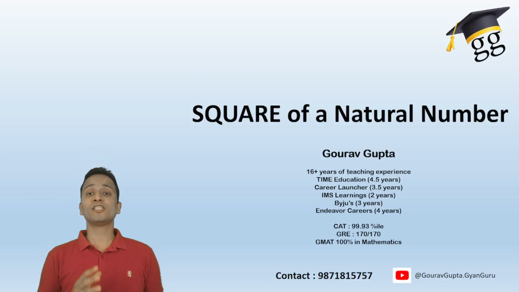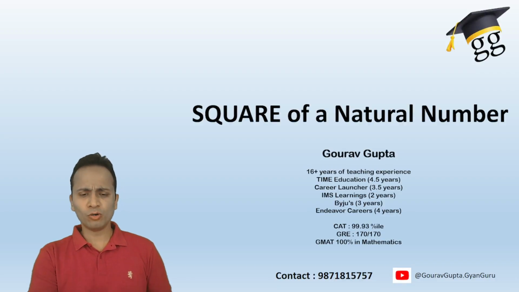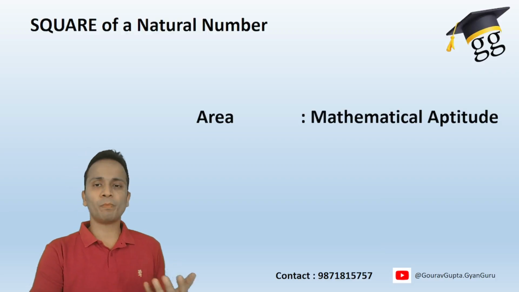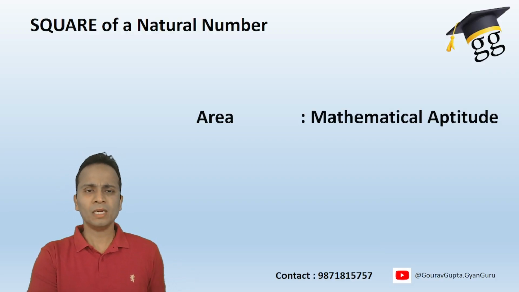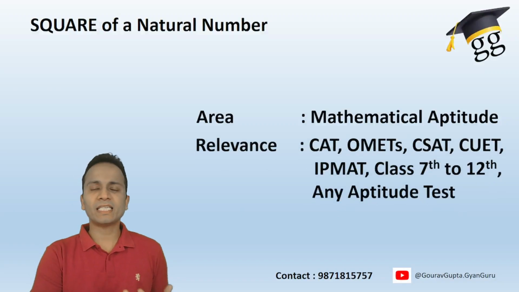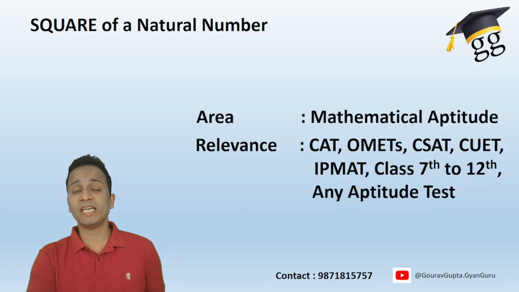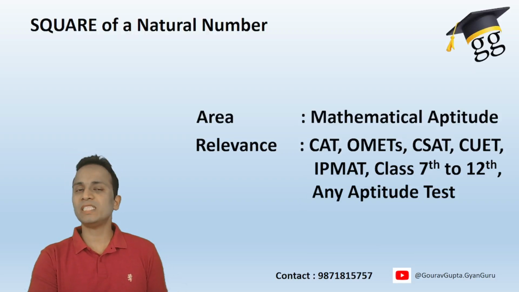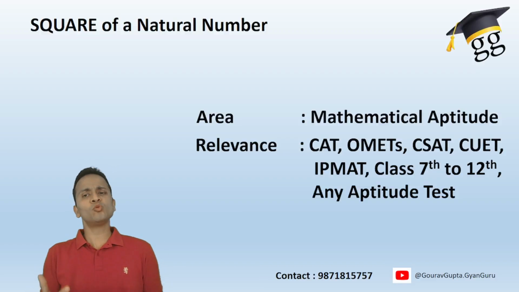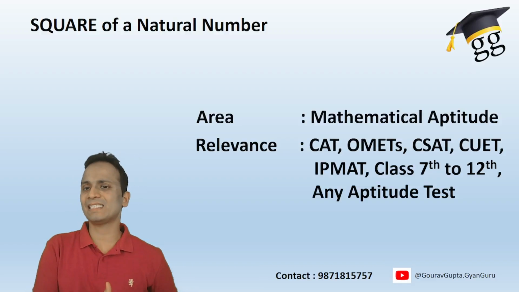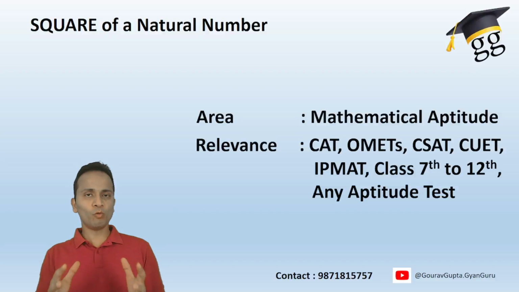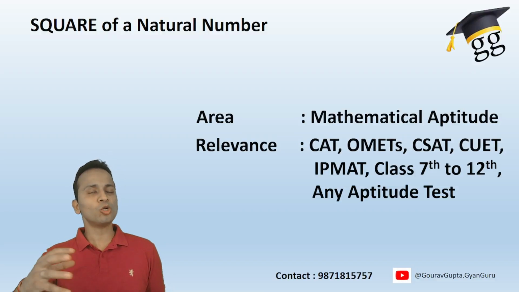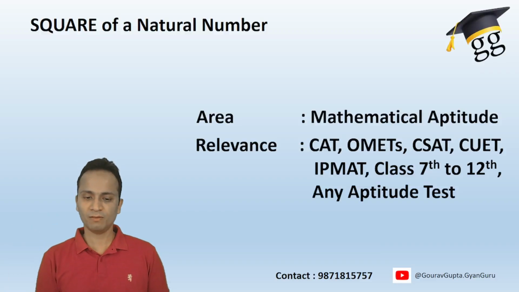Now, let's begin with square of a natural number. Talking about the area in which this particular topic will lie, it will be mathematical aptitude. Now, this can be a part of CAT entrance examination, other management entrance examinations, civil services aptitude test. It can be used in CUET, IPMAT examinations, or any student who is studying in class 7 up till class 12. So overall, I can say that this area is relevant for all the students who want to increase their aptitude level. All right.